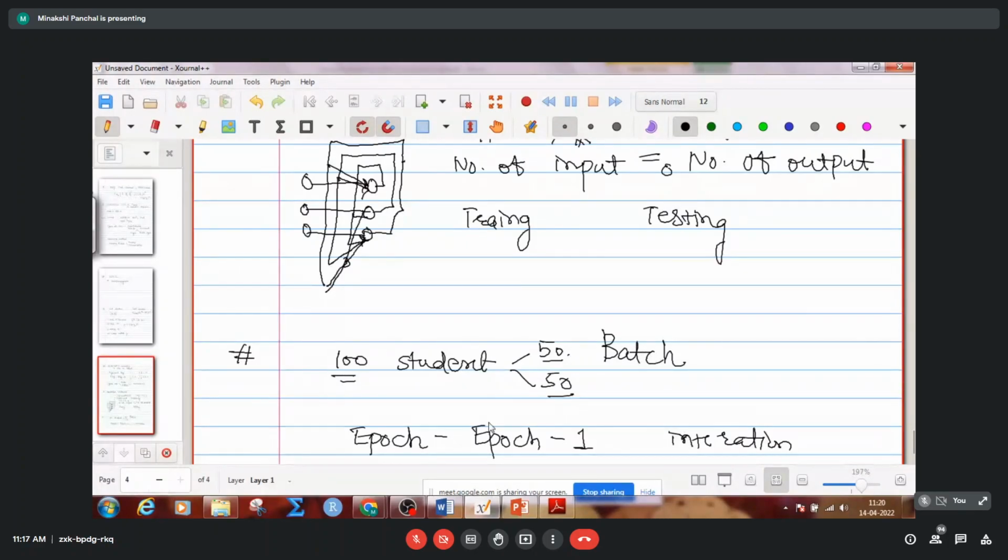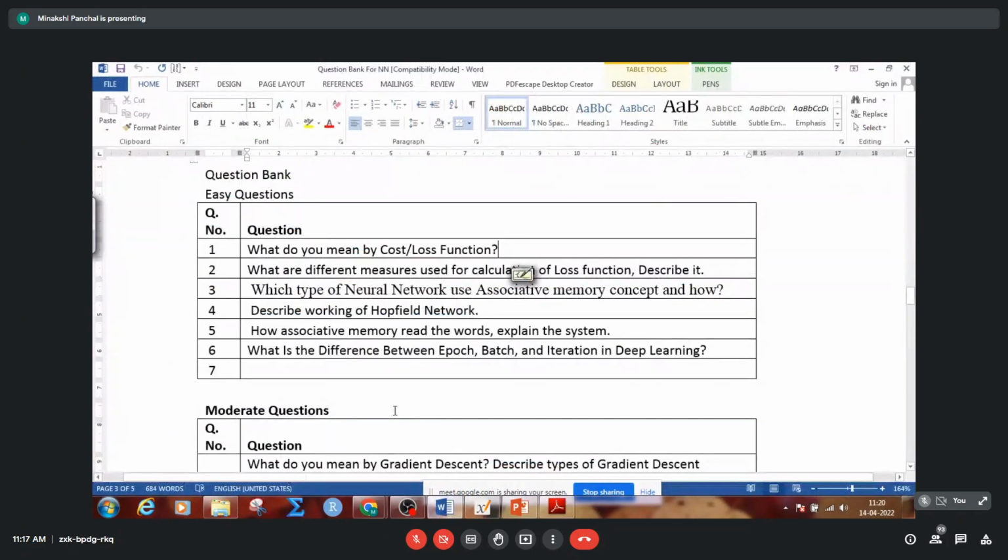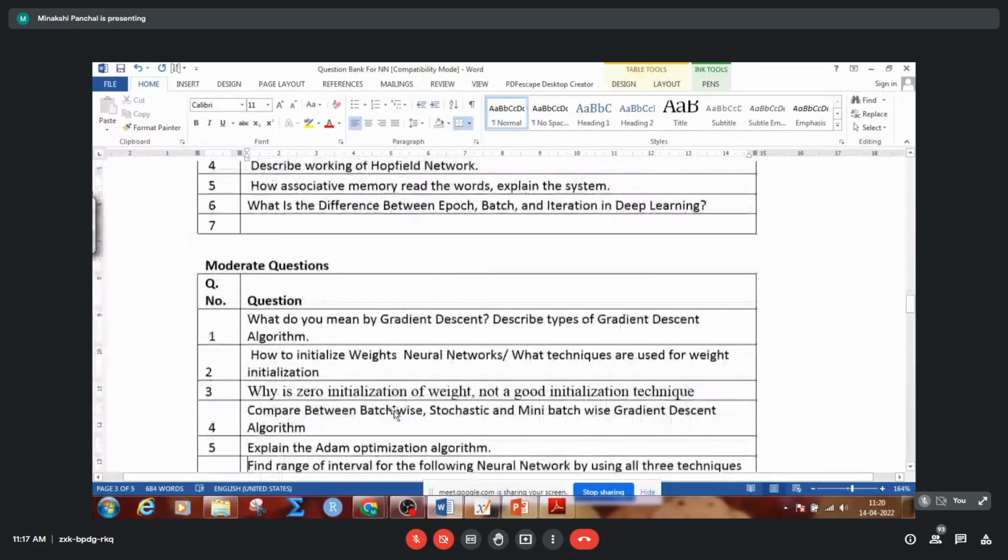So batch, epoch, iterations. In the notes I have added this too. With some simple example, in your own language, you can describe what is the batch, what is the epoch, or what is the iteration. OK, this will be a very simple question.